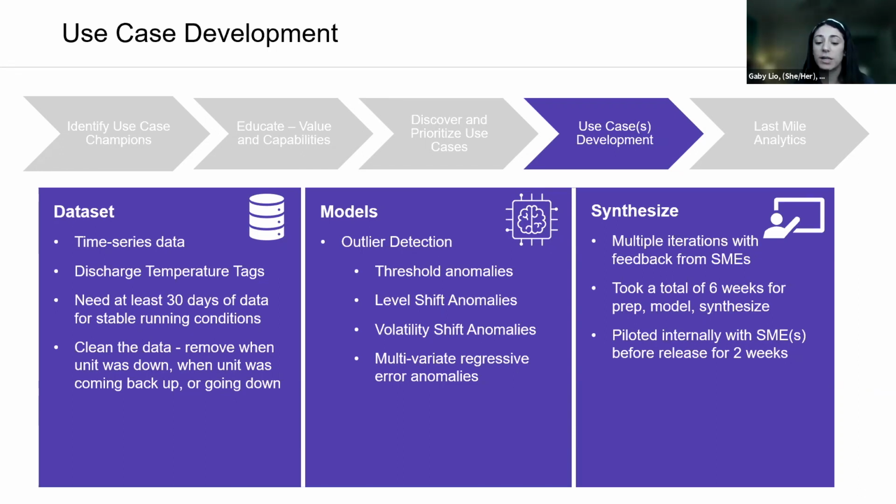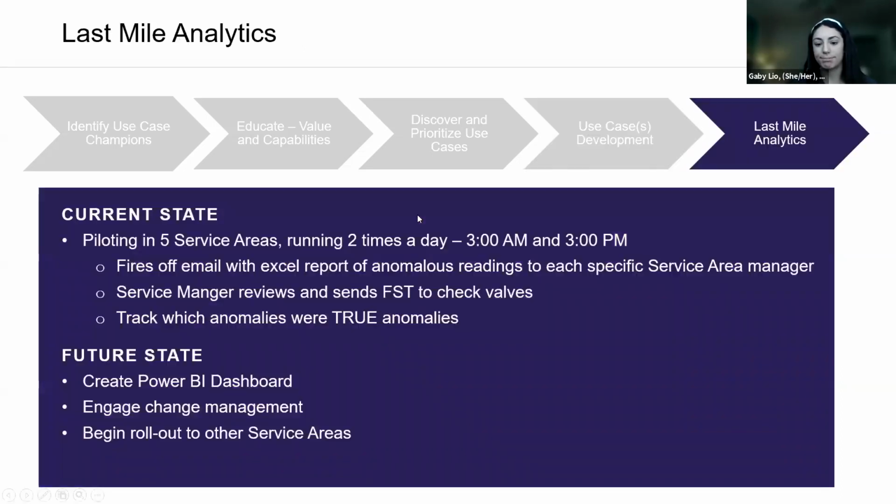So 3 full iterations. And then we had the model running internally with our group for just a small subset of units and producing outputs for 2 weeks that the SMEs were checking and analyzing to ensure that they were true anomalies. So once they had confidence in our model and the go ahead, we moved into piloting and deploying that model for a couple of service areas. So our model is currently in the pilot stage. It has been for about 1 month.